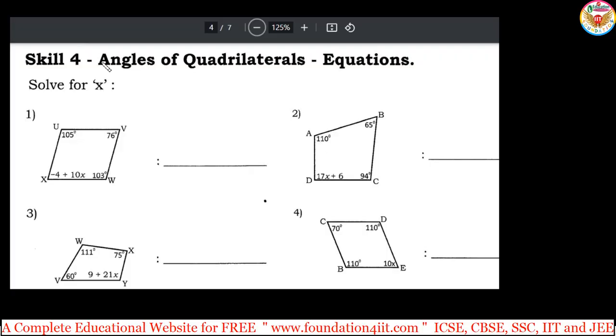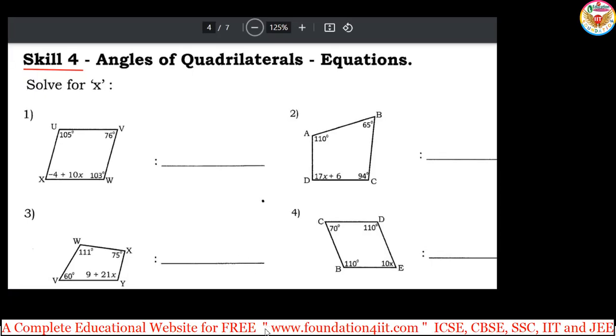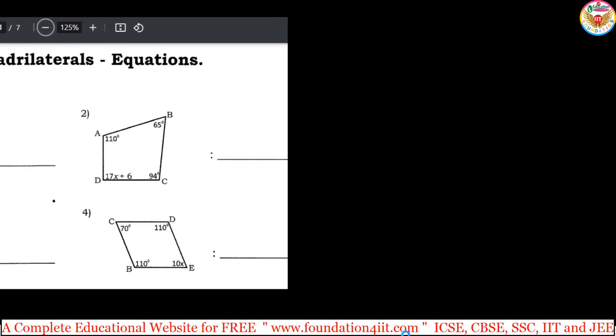Next, one more skill depends on the angle sum. The sum of the angles in a quadrilateral, even if it is an irregular shape, is 360 degrees. Let us take any one problem. Let me take this question number 2. ABCD: angle A plus angle B plus angle C plus angle D is equal to 360 degrees, the sum of the angles in a quadrilateral. You can find out the x value.